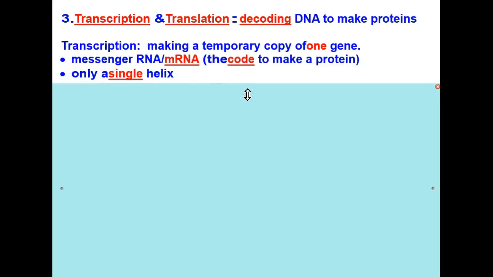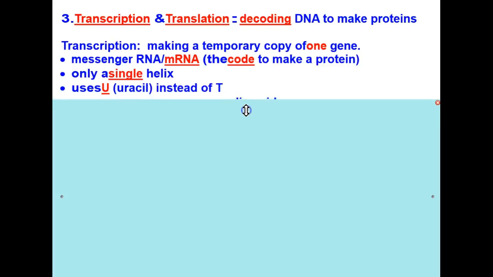mRNA is only a single helix. And in RNA, the base thymine is replaced by the base uracil. So it uses uracil instead of thymine. And so instead of a T, which pairs up with A, you would have a U that pairs up with an A.